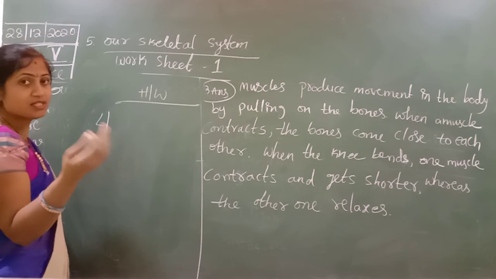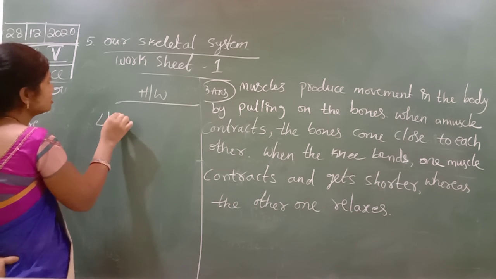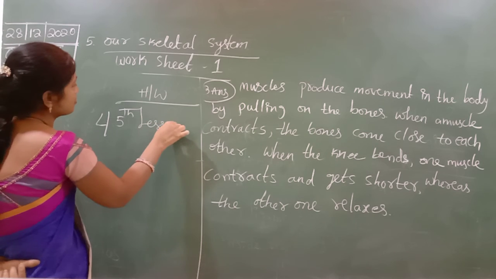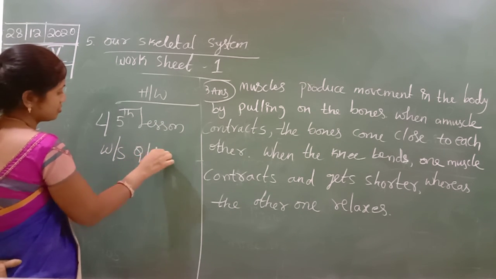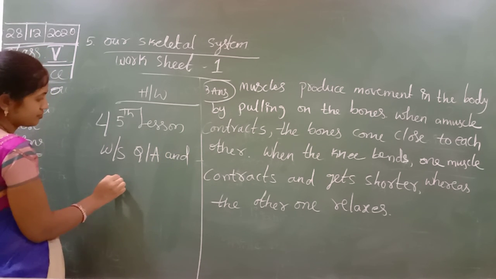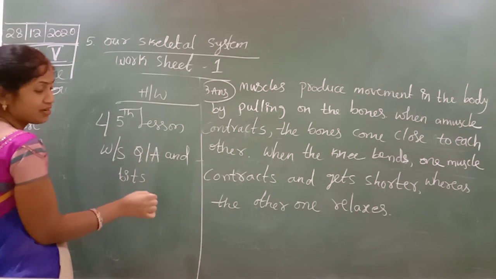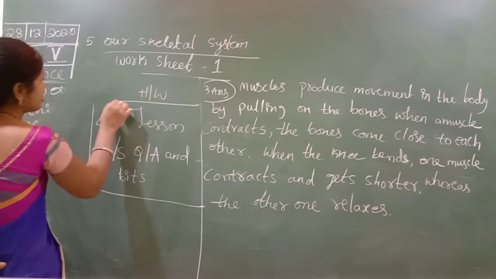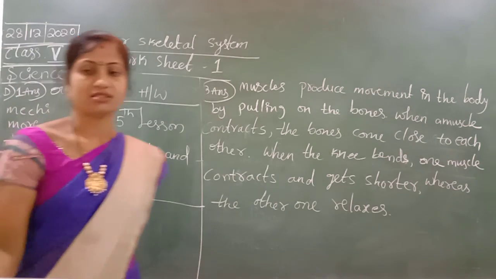If you are interested, you can write in the rough notebook also. Okay. Learn 5th lesson worksheet question answers and bits. Question answers and bits. Okay, A, B bits and C bit question answers. Means all worksheet number 1. Okay. All. Thank you.